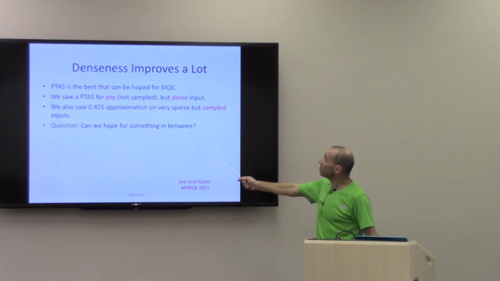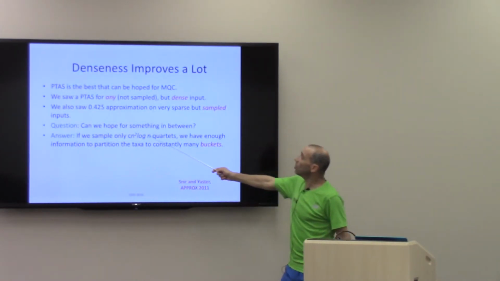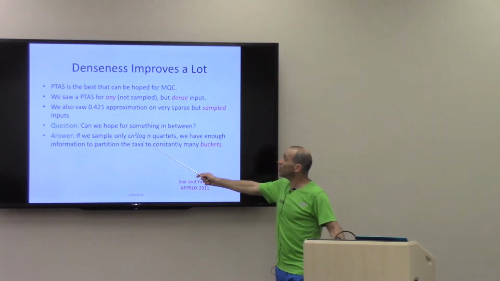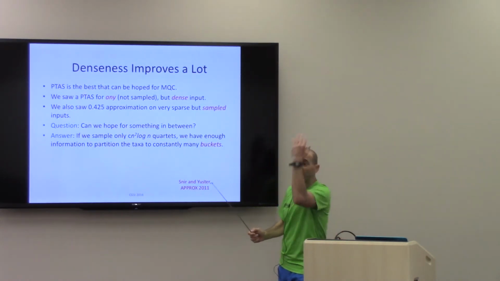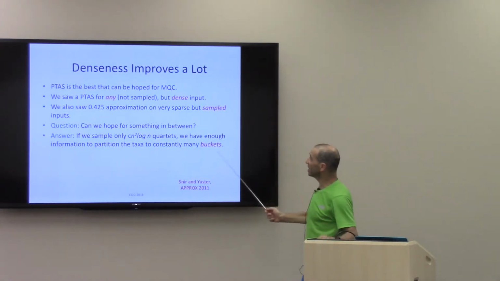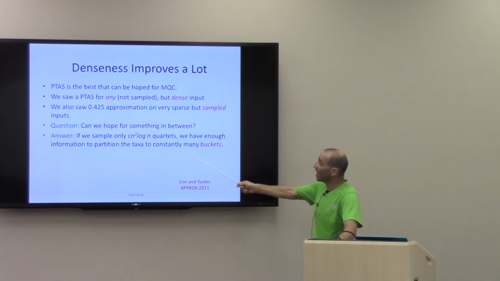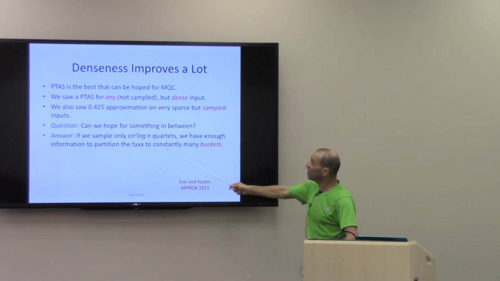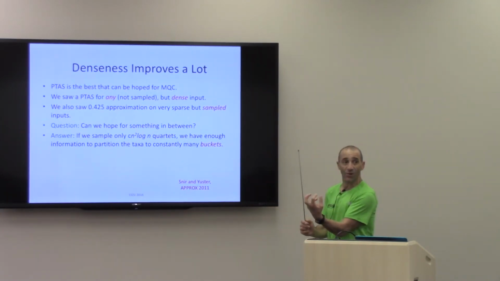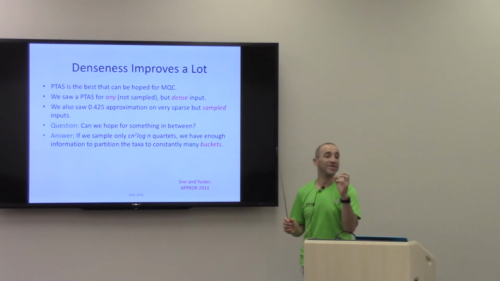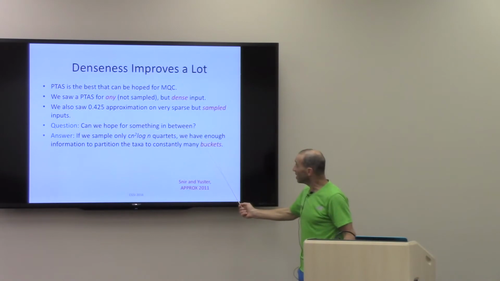Can we hope for something in between? For instance, if we sample only n square log n quartets, somewhere in the middle, in the denseness, we have enough information to partition the taxa, the guys, into constantly many buckets, okay? Many, many buckets, but a constant, 100, million, but a constant.